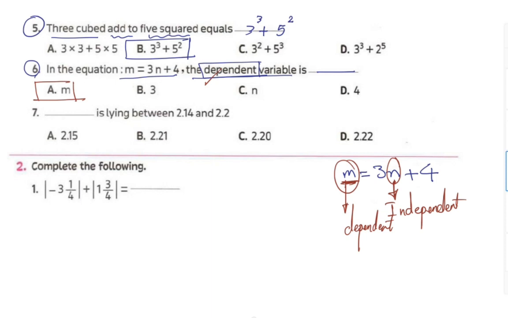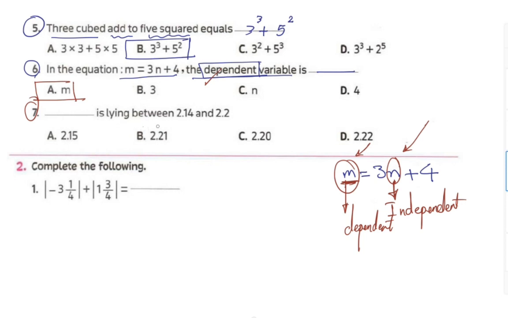Every time you change the value of n, you will get another value of m. Okay, so the value of m depends on the value of n. So we call m dependent on n. Okay, and n is independent. Okay, let's go to the next question, 7.